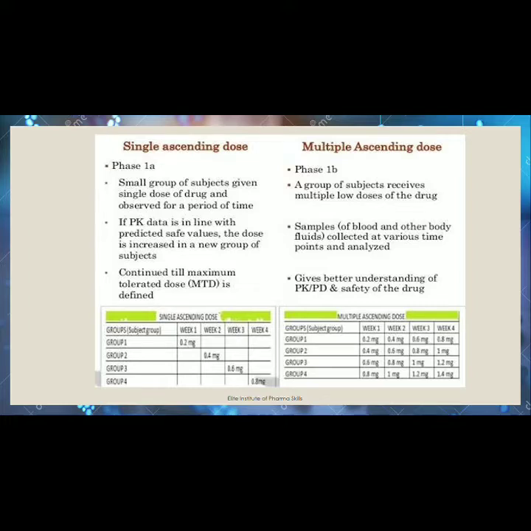Whereas in multiple ascending dose, phase 1B, a group of subjects receives multiple low doses of the drug, and samples of blood are collected at various times and analyzed for better processing of pharmacokinetic and pharmacodynamic data and safety of the drug, as you can see in this slide.